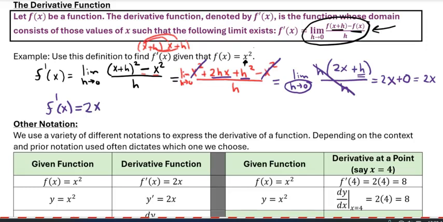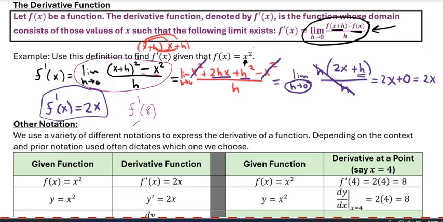Now, you might think, well, who cares? What do I do with that? Well, the cool part is, once you have this derivative function, you can find the derivative value at any point. You don't have to redo the problem again and again and again, because this is a formula that gives you everything. For example, if you wanted f prime of 8, you might be like, I got to go back and do this whole limit thing again.